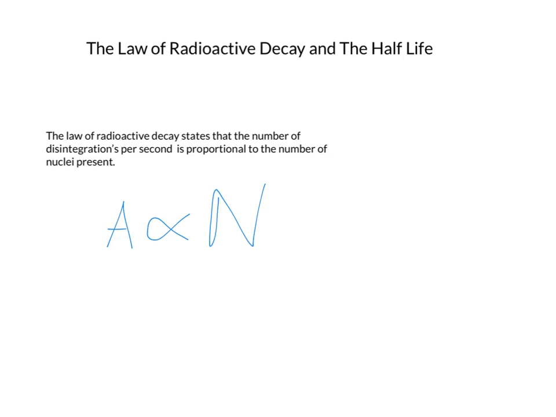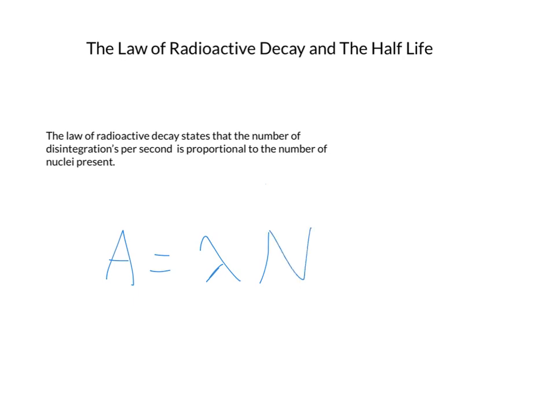Now, like any proportional relationship, we know that we can put this as an equation if we introduce a constant. So let's try doing that now. We can say that A is equal to a constant, which we'll just call lambda, times N. Now lambda is what we call the decay constant, and it'll be different depending on what material we're talking about. So the number of disintegrations per second depends on the material, and it also depends on how many of the nuclei are present.